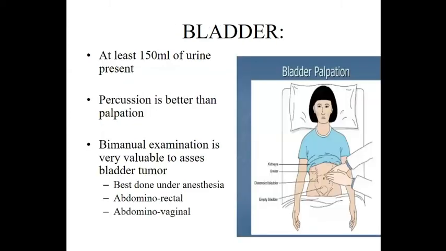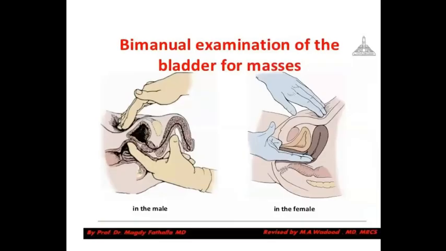And the bladder: for a palpable bladder, at least 150 ml of urine should be present in the bladder. Percussion is better than palpation. Bimanual examination is very valuable to assess a bladder tumor under anesthesia. In the male it is done abdominal-rectal, and in the female abdominal-vaginal, to assess the mobility of the bladder tumor and its fixation to the surrounding structures.